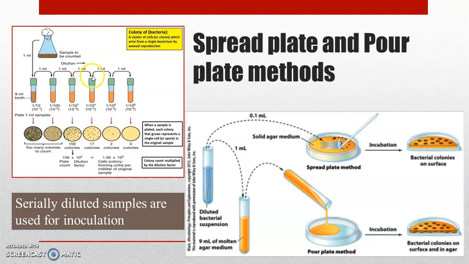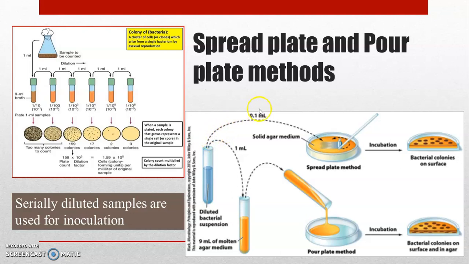So likewise serial dilution is done until we get pure bacterial colonies which can be counted. It is assumed that each colony is formed from a single bacterial cell in the original sample, and the colony count is multiplied by the dilution factor. So these diluted samples are now used for inoculation in the spread plate method and pour plate method.